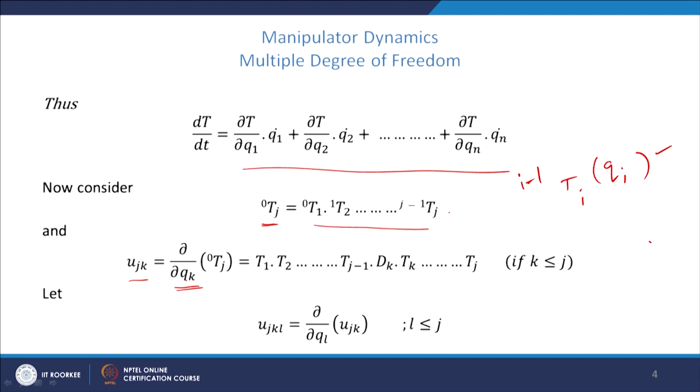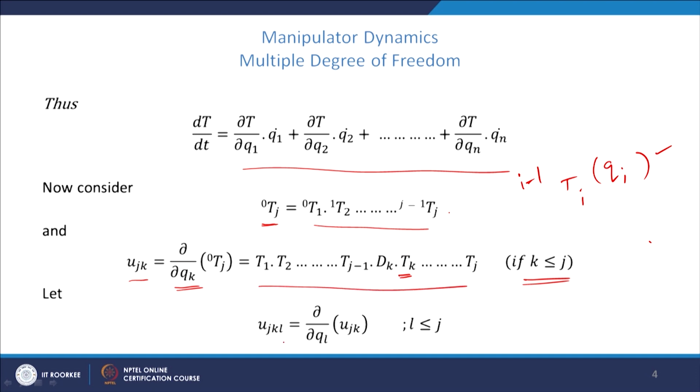When we differentiate 0Tj with respect to a variable qk, where k is less than or equal to j, we get the derivative effective only with the matrix Tk. In the previous slide we have seen that the partial derivative of Tk with respect to qk is given by Dk multiplied by Tk. By substituting that, we get the derivative to be like this.